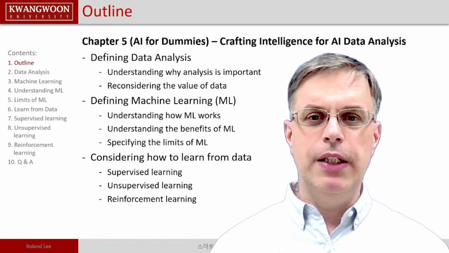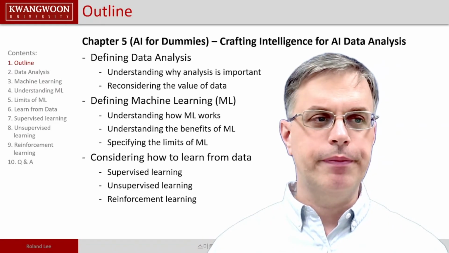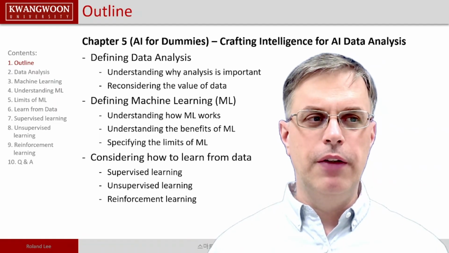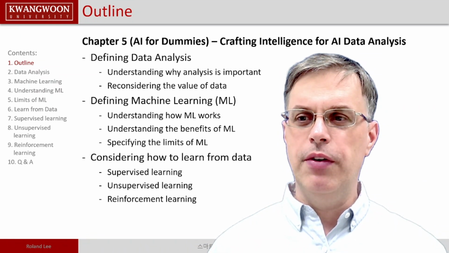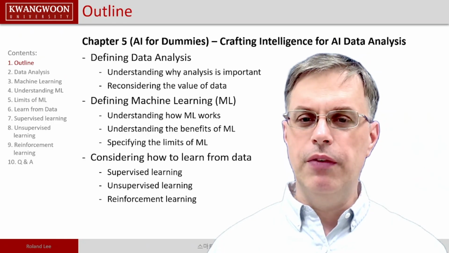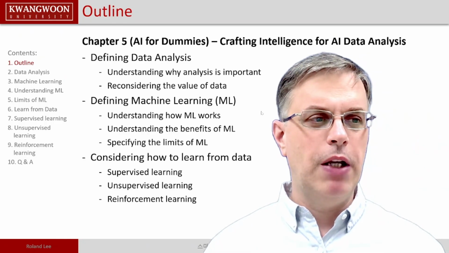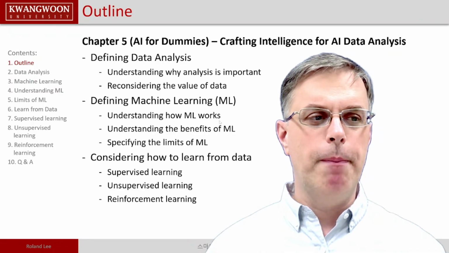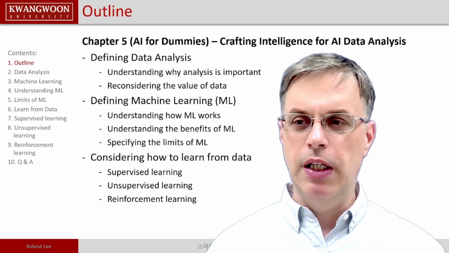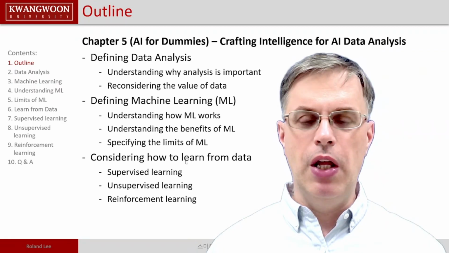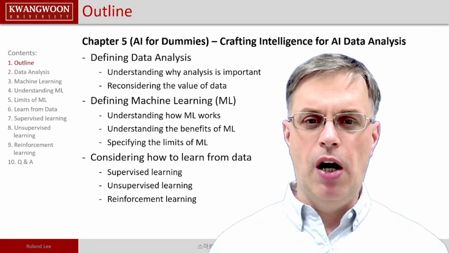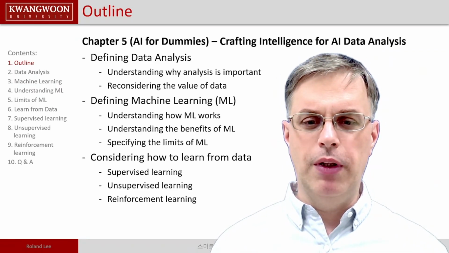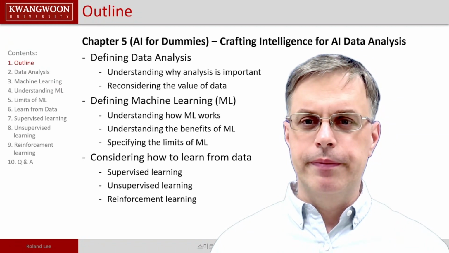Now, understanding how data analysis works, defining data analysis, understanding why analysis is important, reconsidering the value of data, and then defining machine learning, ML, understanding how machine learning works, what the benefits of machine learning are, and the limits of machine learning, and as well considering how to learn from data, the three types of learning methods: supervised, unsupervised, and reinforcement learning. Let's jump in.